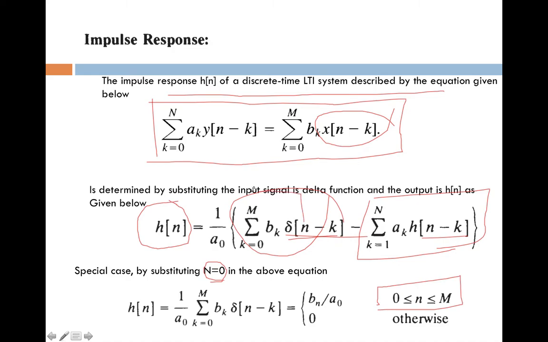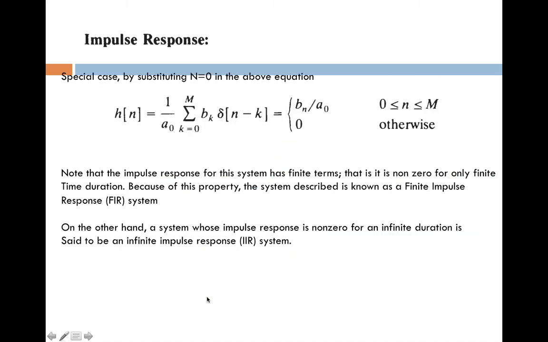So this n and this n are related. When k is equal to 1, delta of n minus k automatically becomes delta of n minus 1, meaning n is equal to 1, and so on. Hence this equation reduces to b n by a suffix naught when 0 is less than or equal to n is less than or equal to m, and 0 otherwise. This special case is actually called the non-recursive system equation.